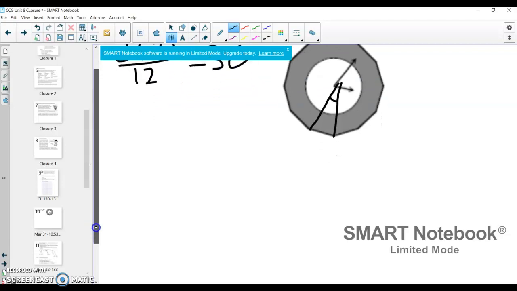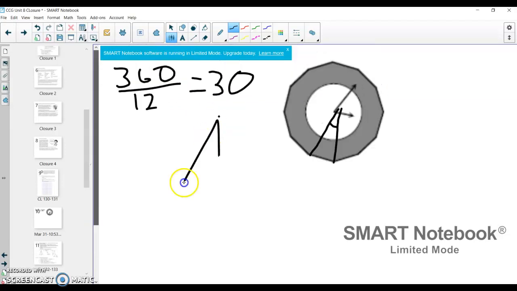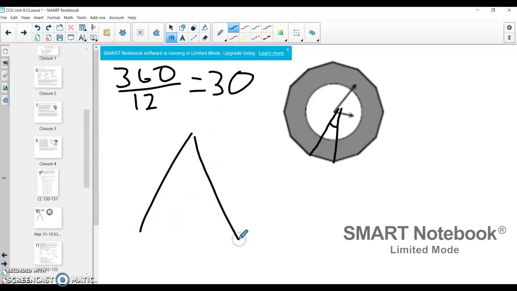So I have this triangle now, and I'm going to redraw it. I have this triangle that has 30 as my central angle. I'm going to drop the apothem down to cut that in half. And so if I cut 30 in half, now I have an angle that is 15.